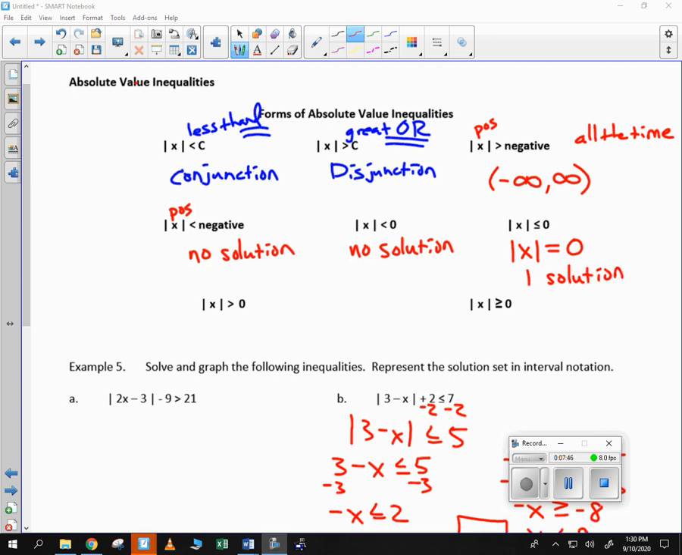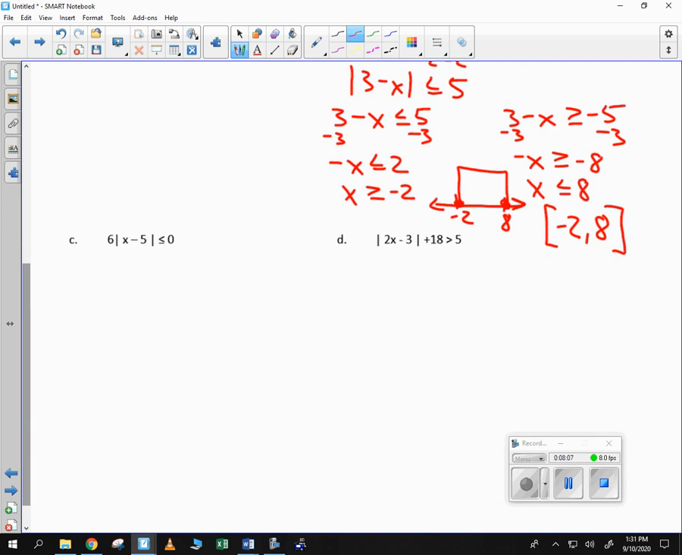Absolute value greater than or equal to 0, that's always true. Negative infinity to positive infinity. But absolute value greater than 0, that is going to exclude one value. And that's wherever the absolute value of x is equal to 0. So see what I'm saying as you look at these next two examples, and I got to take a break here.